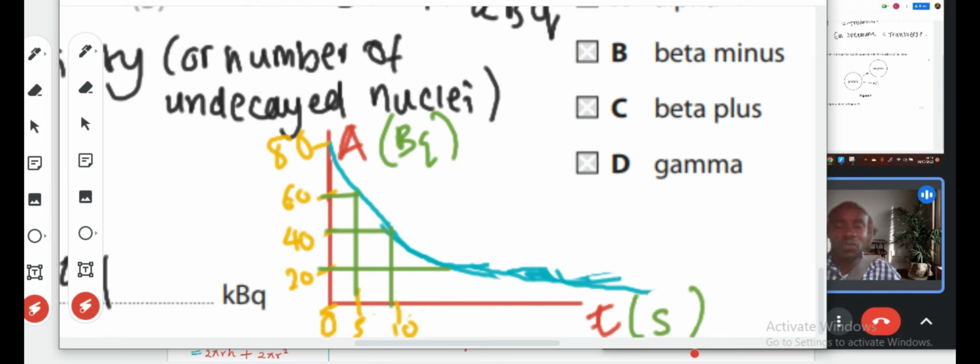10 seconds. So when you look at the graph, you start with a particular value, for instance 80. Then you check how much time passed for that activity to become half. If it took 10 seconds for the activity to become half, that's 40 now. From 80, half of 80 is 40, and it took 10 seconds. So the half-life is 10 seconds. Okay? Is this clear? Let's go to the next question.